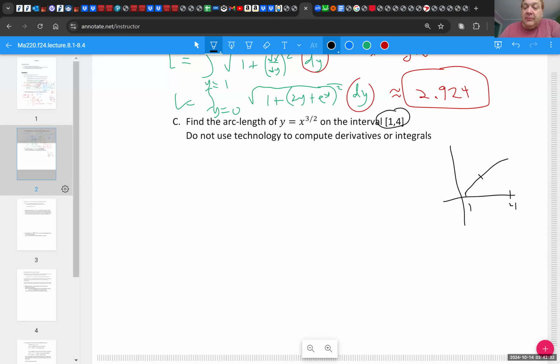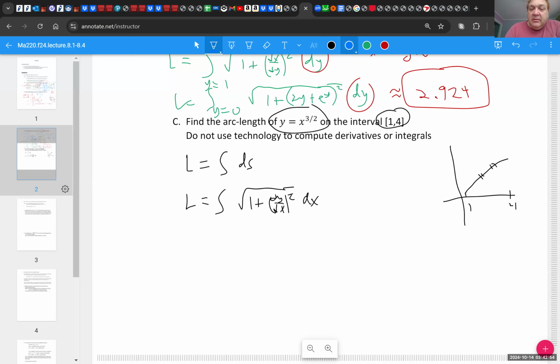We're going to break these up into little pieces. Each piece is called ds. And so our length is once again going to be an integral of ds. I'm going to try to put it in terms of x's this time. So I'm going to do the integral of the square root of 1 plus the derivative dy/dx squared, times dx. And I have to compute dy/dx. So this is my y function over here, and its derivative dy/dx is equal to 3/2 x to the 1/2.